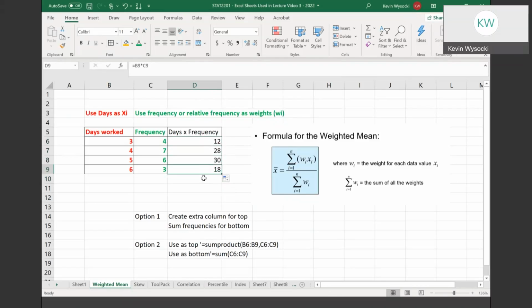Now we can sum those, because that's what's going to be on our top. We multiplied to get that column, now we're going to add them, and we get the 88, the same as they got when they did it the long way. We also need the total frequency, the total weight, which is 20. So now we can just use the formula above: we take the top of the equation, 88, divided by the total.